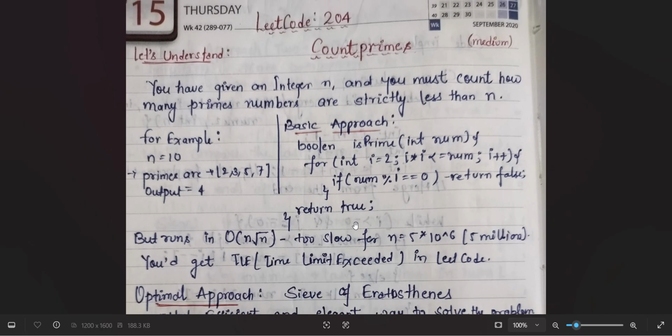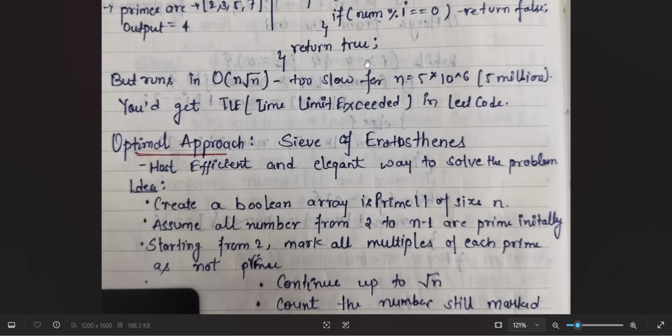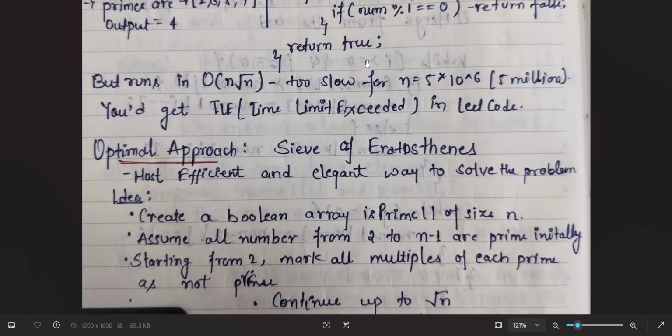For this, the time complexity is big O of root n for each number, which is too slow for large inputs. This approach will work for up to n equals 5 times 10 raised to the power 6, approximately 5 million. Up to this number, you won't get a time limit exceeded.